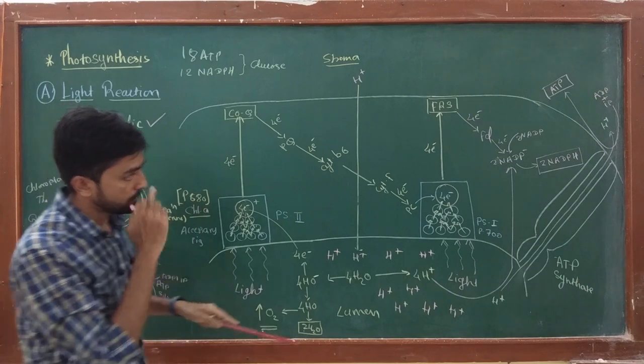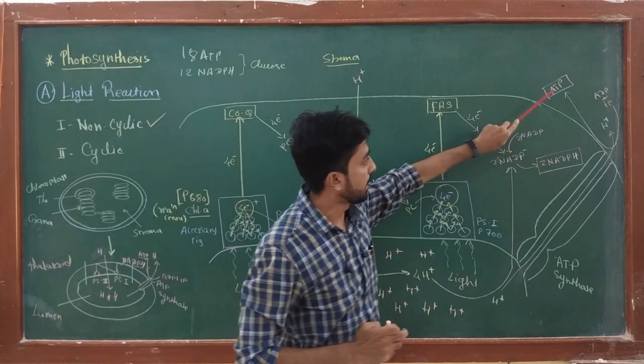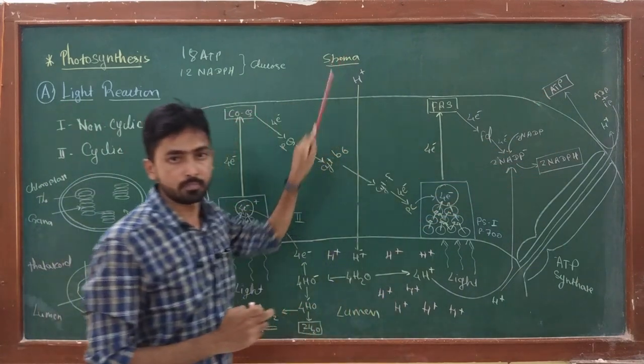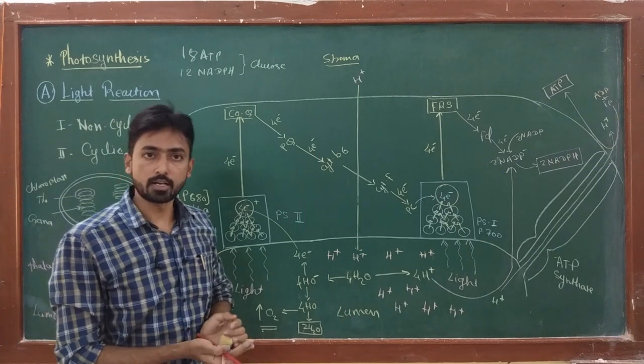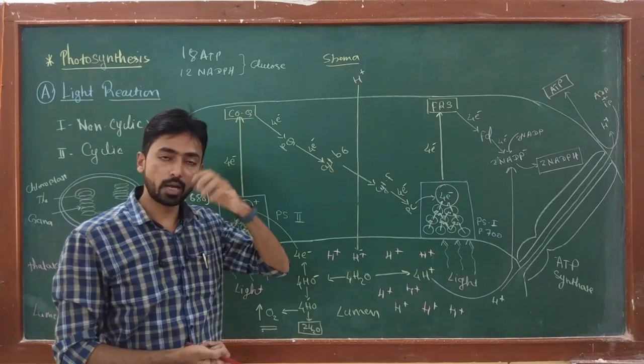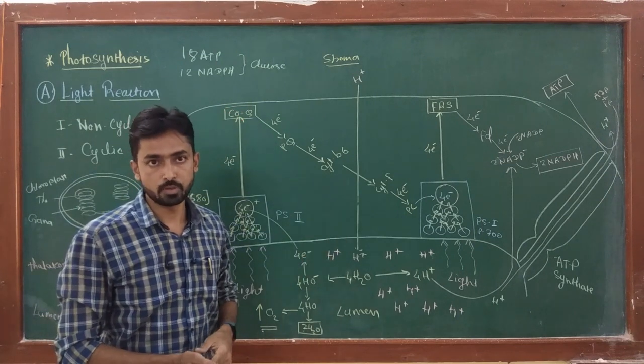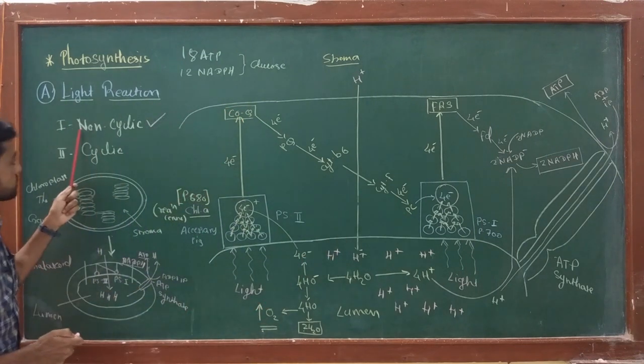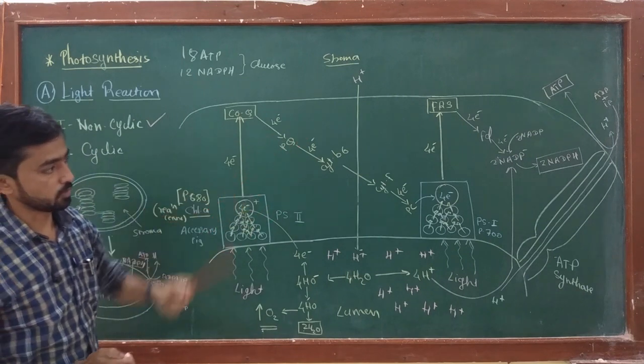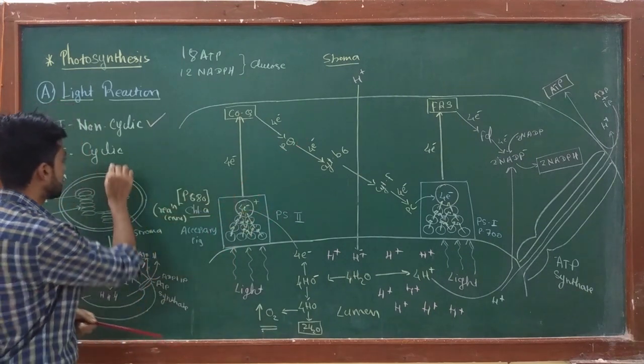Okay, so both the products, NADPH and ATP, are produced in the stroma, and the stroma is the site of the dark reaction. So they are now ready to enter the dark reaction where they get utilized. Now this is all about the non-cyclic flow of the electron. What happens in cyclic flow?